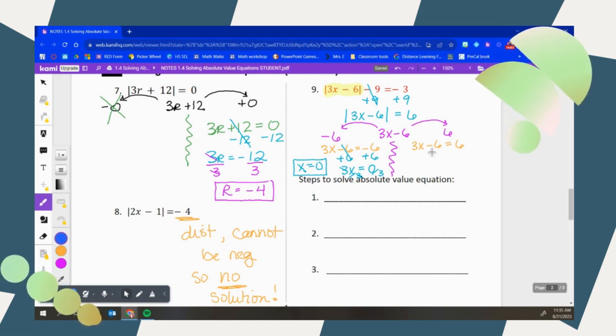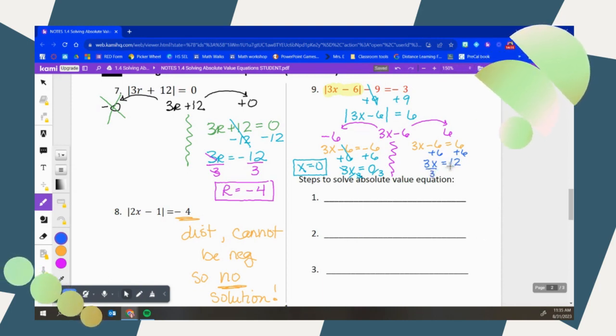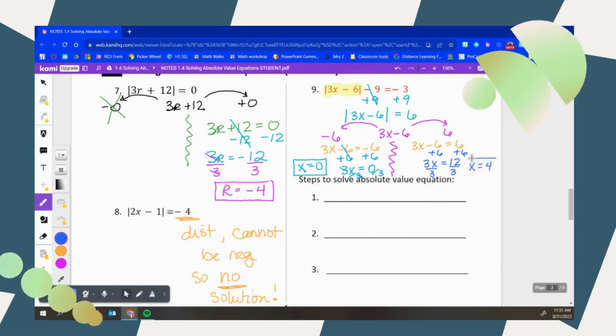Right, over here, same thing. Add 6. Add 6. But this time I have a positive 6 plus 6. So we get 12. Divide by 3. Divide by 3. So this time x equals 4.